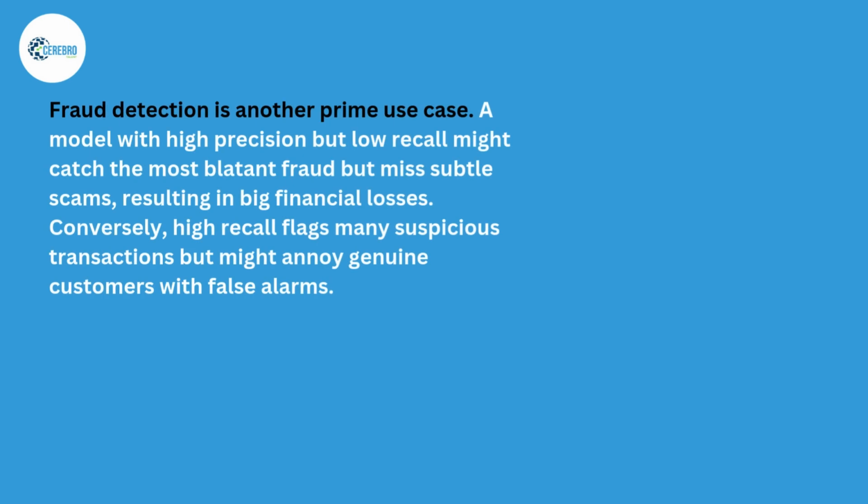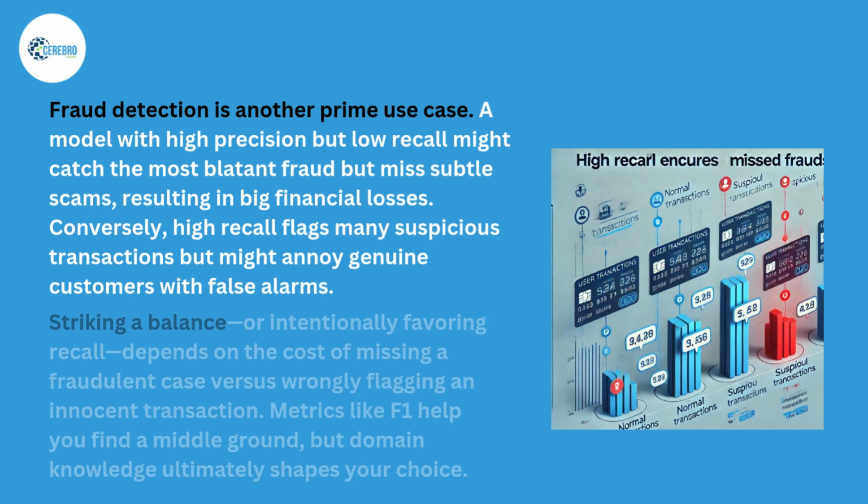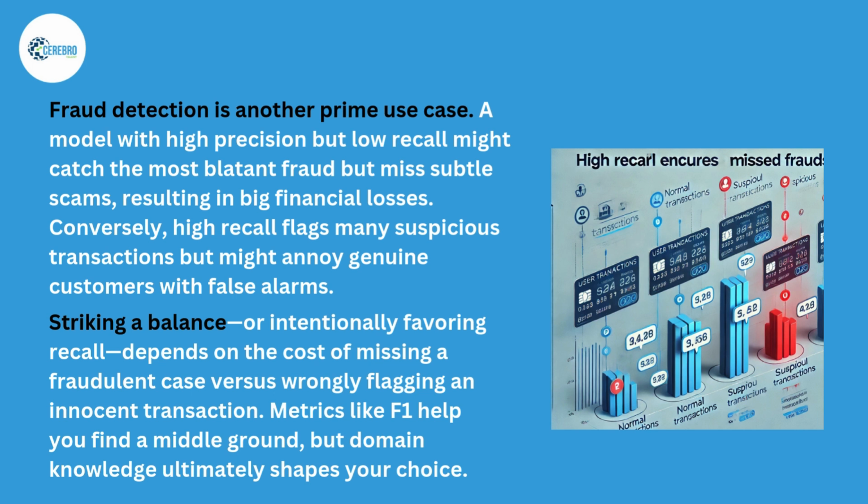Fraud detection is another prime use case. A model with high precision but low recall might catch the most blatant fraud but miss subtle scams, resulting in big financial losses. Conversely, high recall flags many suspicious transactions, but might annoy genuine customers with false alarms. Striking a balance, or intentionally favoring recall, depends on the cost of missing a fraudulent case versus wrongly flagging an innocent transaction. Metrics like F1 help you find a middle ground, but domain knowledge ultimately shapes your choice.